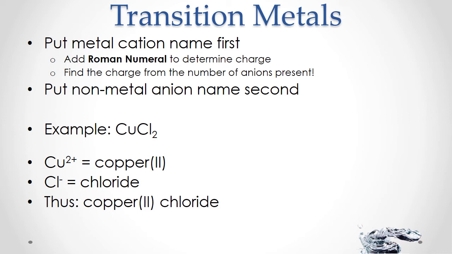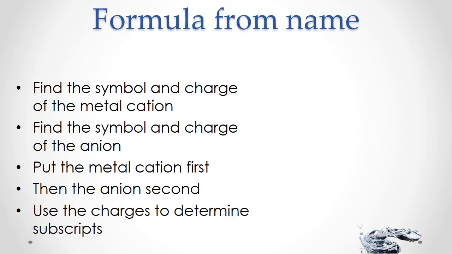There isn't much complication or much difference between dealing with transition metals and the monatomic ion names, except for putting a Roman numeral to distinguish the charge of the transition metal that you're dealing with. So now that we've learned to name compounds from their formulas with transition metals, let's work backwards. Let's get our formula from our name.